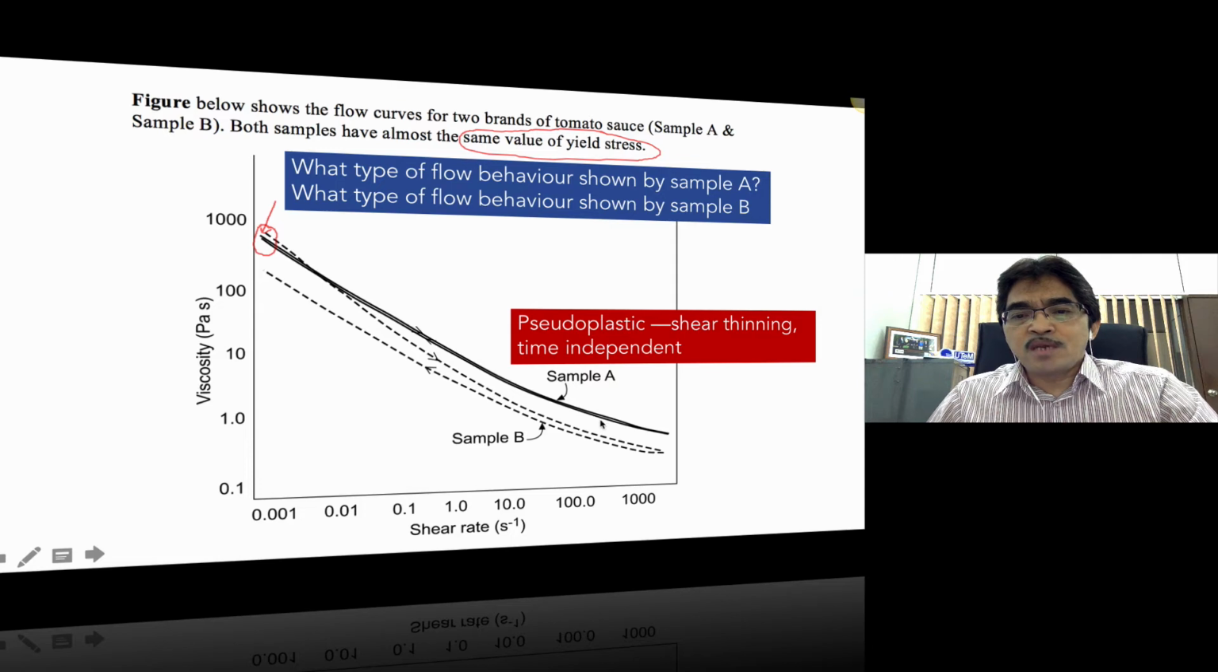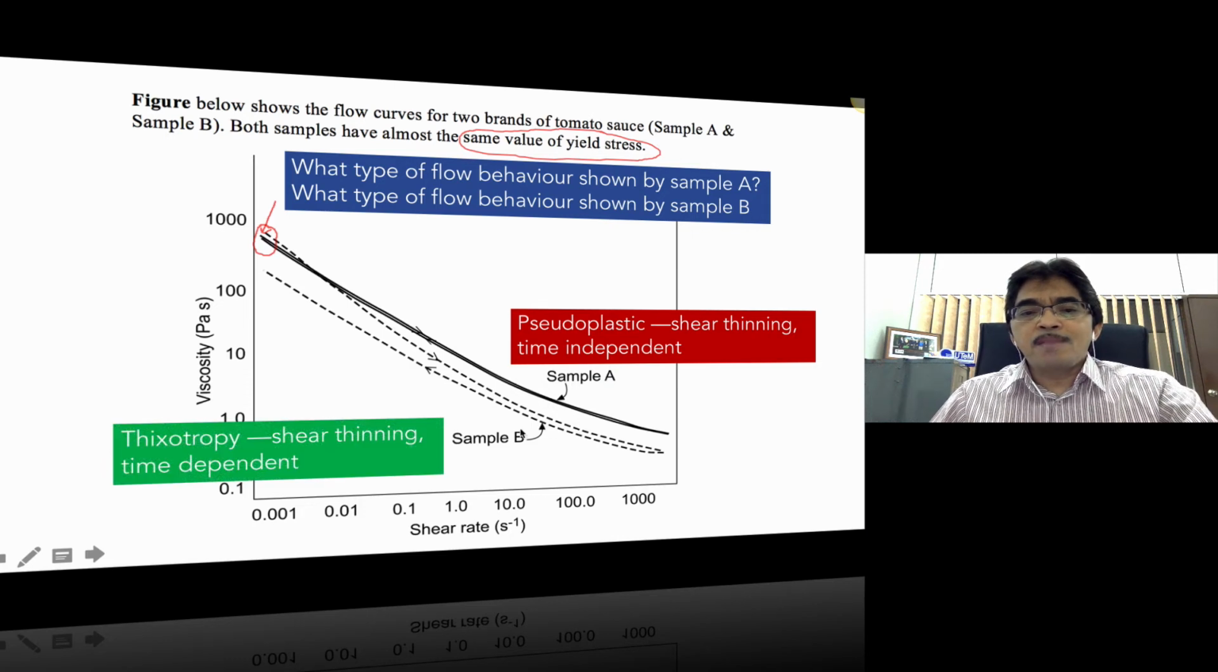But for pseudoplastic, what we observe is that the viscosity will recover almost immediately, meaning that it doesn't depend on time. The structure will recover very fast to the initial viscosity. So that's the meaning of shear thinning, time independent. It doesn't depend on time, because once you remove the stress, it recovers the viscosity very fast, almost immediately.